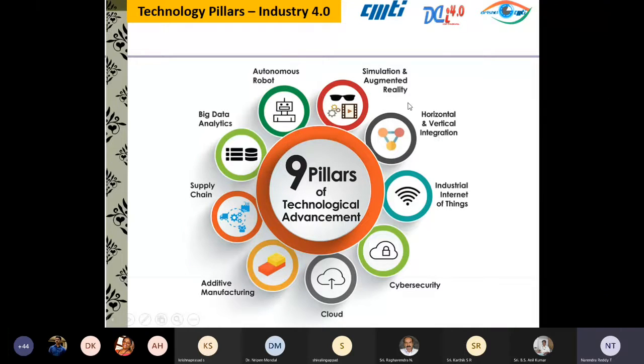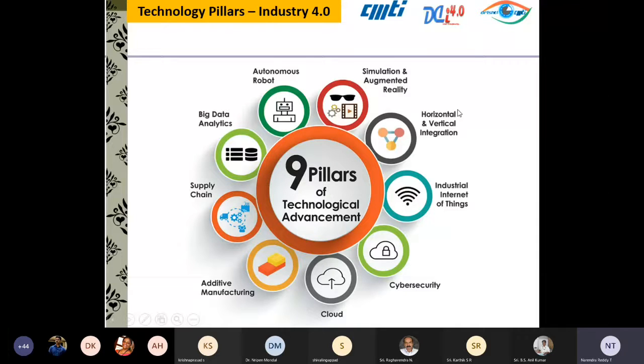And then virtual and augmented reality. This is also nicely picking up, mainly for industry requirements. Augmented reality is mainly used for training and maintenance applications. Now, machine-to-machine connectivity is mainly connected to this horizontal and vertical integration. That is what I wanted to convey to you.